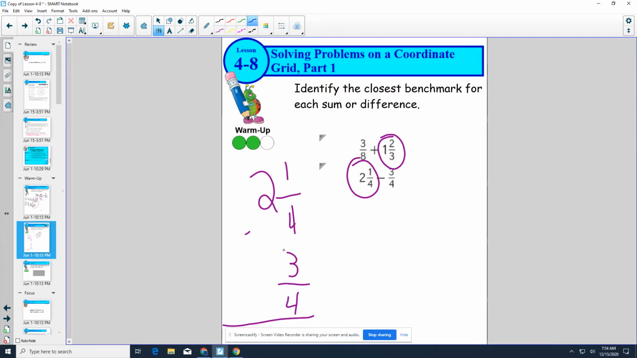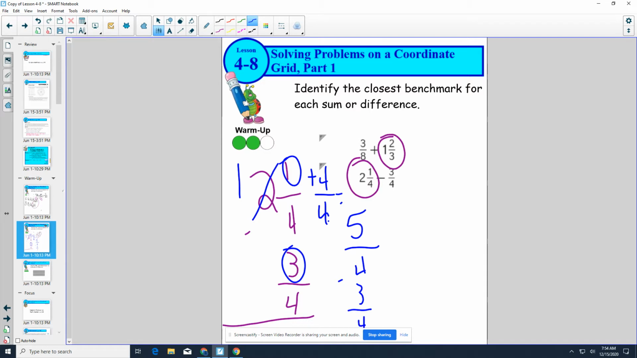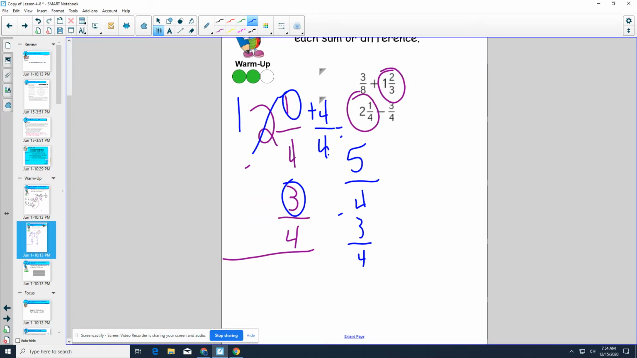Okay, so I see here I got a bigger bottom, so I have to borrow. So I borrow from the 1, and I'm borrowing 4/4, which gives me 5/4. And I subtract the 3/4 from that, and I end up with, ran out of space here, 2/4. Plus I still have the 1 left over, so I have 1 2/4.